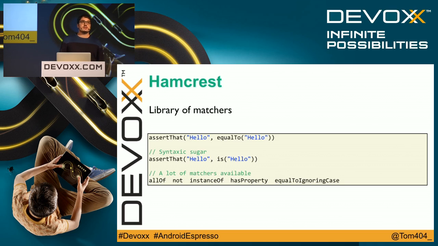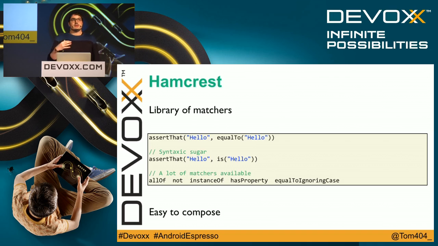But you also have syntactic sugar. For example, equal to is equivalent to is. So you have assert that hello is hello. But Hamcrest also provides a lot of matchers. You have, for example, allOf to match a combination of matchers, not to invert a matcher, instance of, and, for example, equal to ignoring case to match a string ignoring its case.